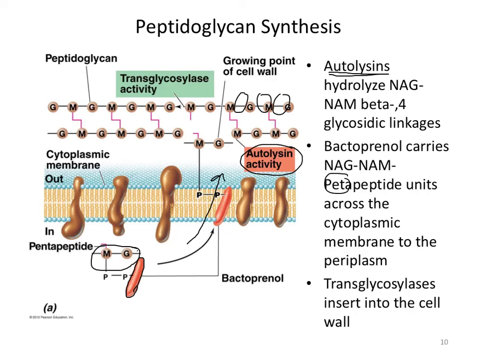Once you have these units in the periplasmic space, so in here, then you have a set of enzymes called transglycosylases, and they are going to insert those units into the cell wall, into the peptidoglycan. So here we have those structures, they're being inserted into the break point, making new peptidoglycan to close the gap formed where the septum first needs to go.